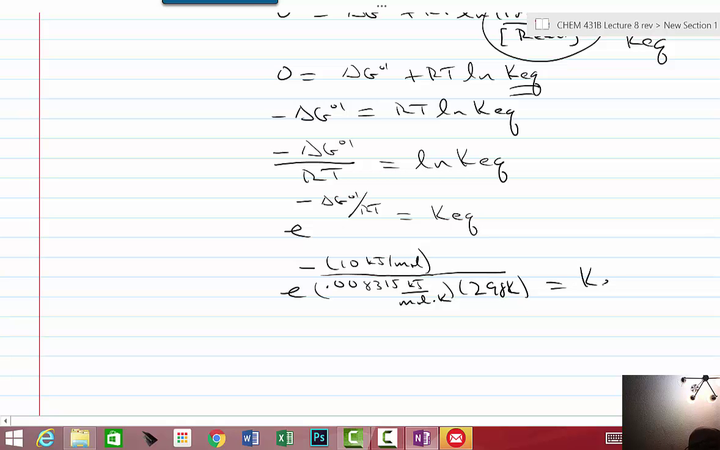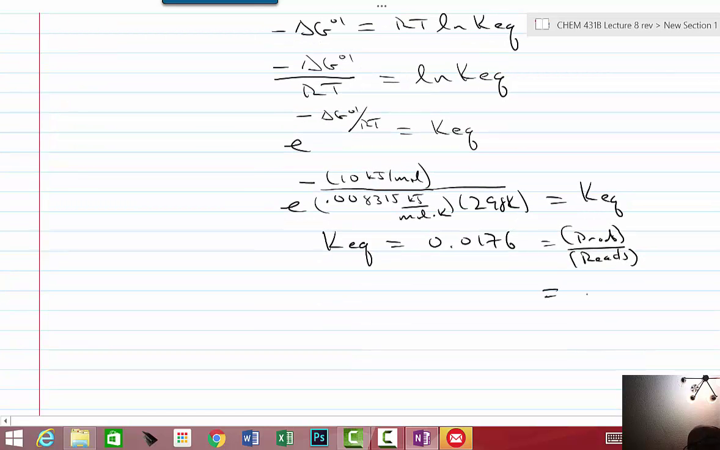That's going to be equal to K equilibrium. When we do the mathematics and put that in our calculator, K equilibrium is going to be equal to 0.0176, which is equal to the concentration of the products divided by the concentration of the reactants, which is the concentration of B over the concentration of A.